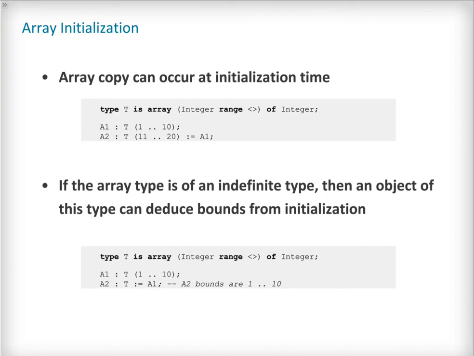So in the second example here, I'm saying that A2 is of type T, and I don't provide explicit boundaries. It should not be possible to do that because T is indefinite. However, because I am providing an initialization expression, I know the boundaries of this expression. Those are the ones of A1, and therefore I will copy those boundaries into A2. A2 will be an array from 1 to 10 initialized after the values of A1.